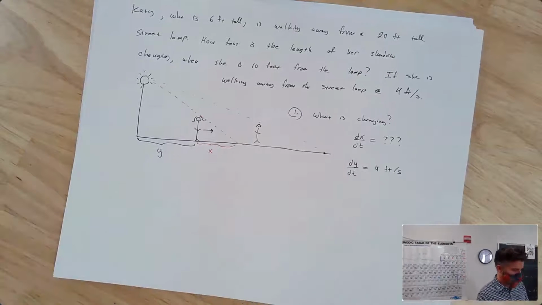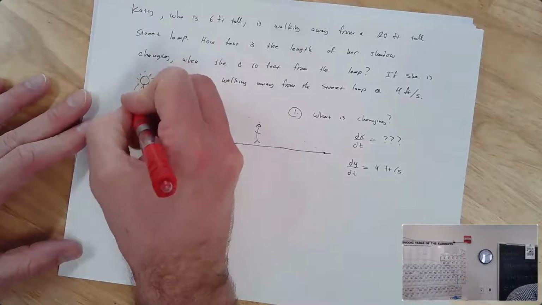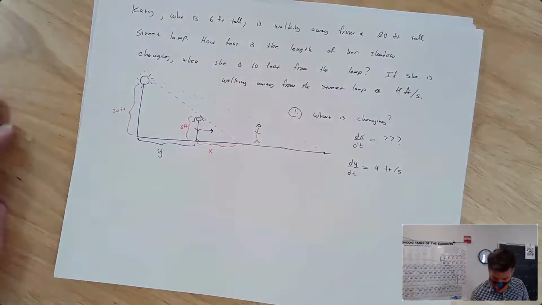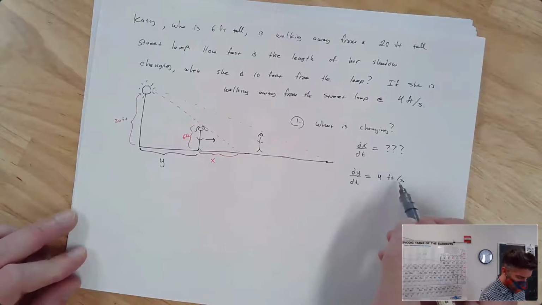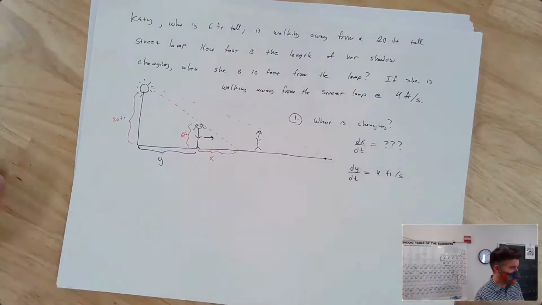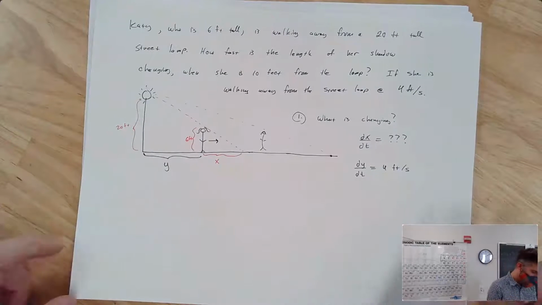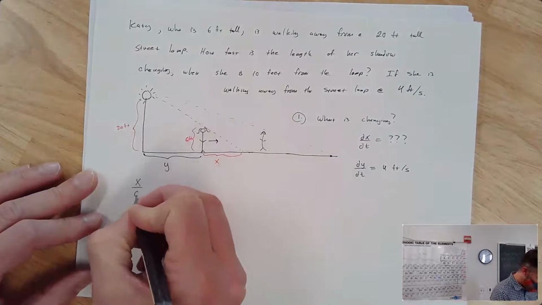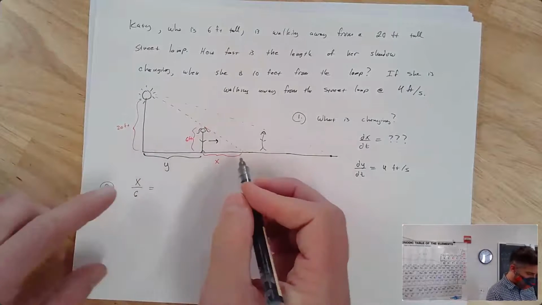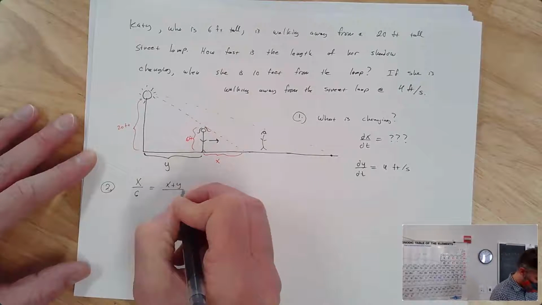All right, now we need an equation relating them. I should probably label the other things too, the not changing things. Katie is 6 feet tall. This lamp is 20 feet tall. Okay. So now that we know what we have and what we want to know, we need to write an equation relating them. And I'm thinking similar triangles again. I can see that the ratio of the base to the height here, x to 6, is the same as the base of the larger triangle to the height of the larger triangle, which is x plus y over 20.